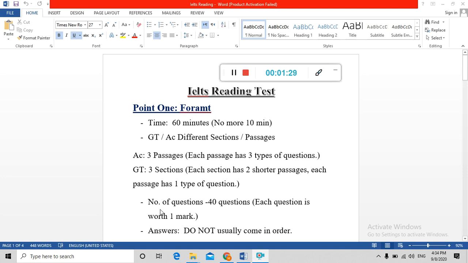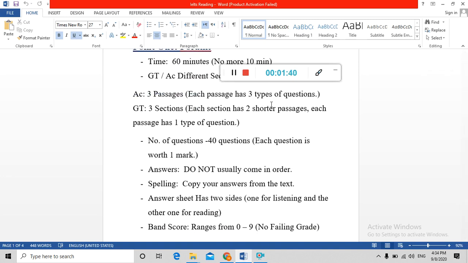Now, the number of questions in the reading test is 40 questions. Each question is worth 1 mark. Answers don't usually come in order as in the listening test. As for the spelling, you need to copy your answers from the text.